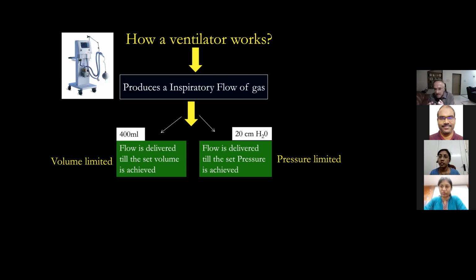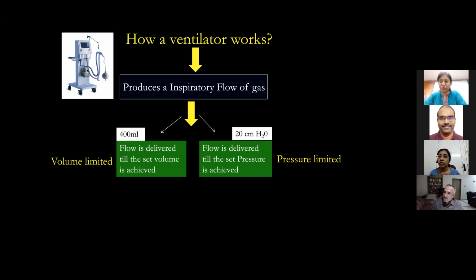The other way is you tell the ventilator, you deliver a flow till 20 centimeters pressure is achieved in my alveoli. So when the ventilator starts pushing, if the resistance increases, what decreases? What is the variable in a pressure limited ventilation? What can change? Volume. You understood? Volume can change. That's what you have to remember.